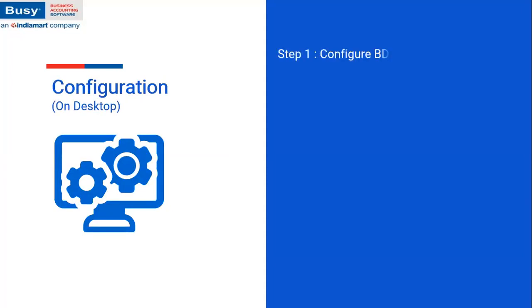Configuration on desktop. Here, there are various steps we need to follow to configure the mobile application. Step number one is to configure the BDEP ID, the Busy Data Exchange Platform ID, that we need to create in our desktop Busy software. That ID will be created by the operator or owner. You can give any specific characters or anything you like.